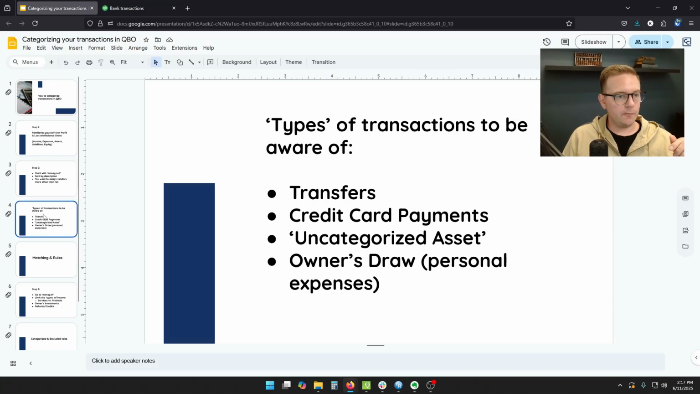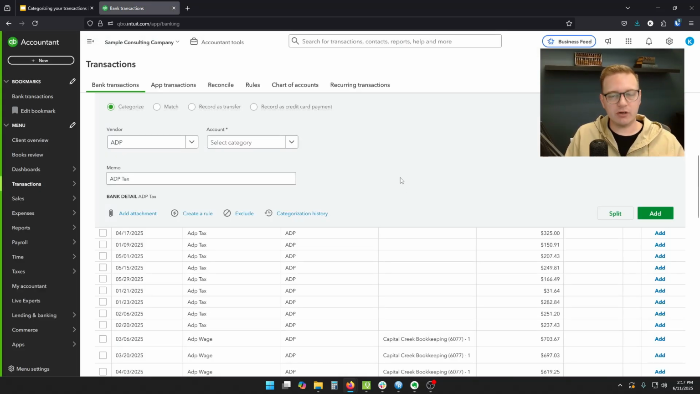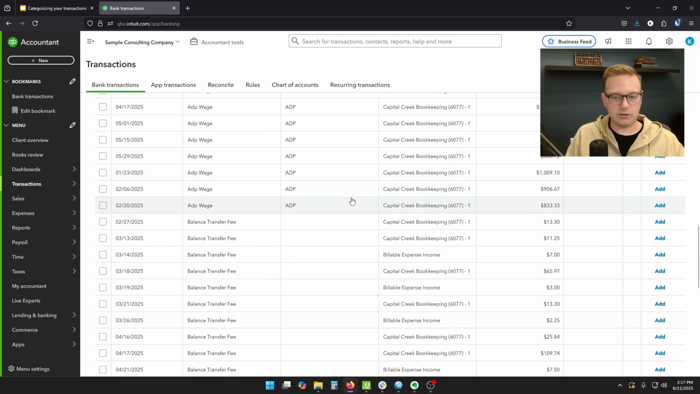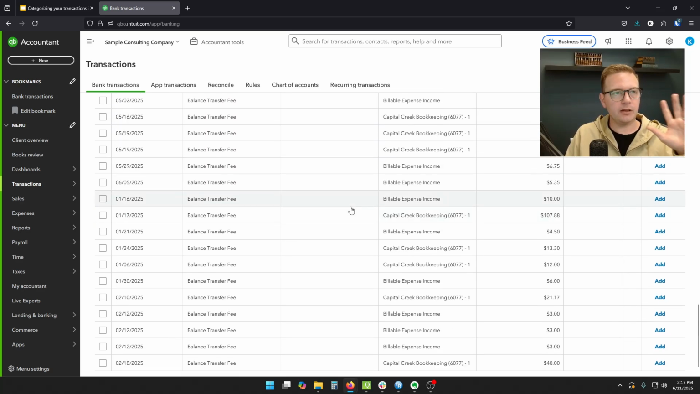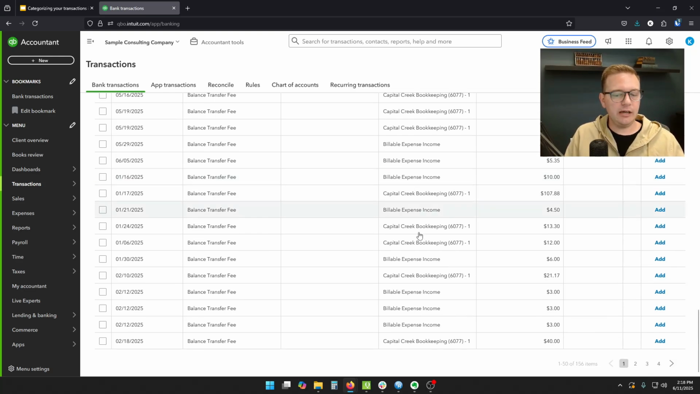All right. So there's a few different types of transactions that you need to be aware of, because if you don't categorize these properly, they will mess everything up. So first off is transfers. There's plenty of times where money is coming out of your bank account and going to a different account, maybe to your personal account, a business savings account, or a credit card. Those all need to be booked in a certain way, and they're not expenses.